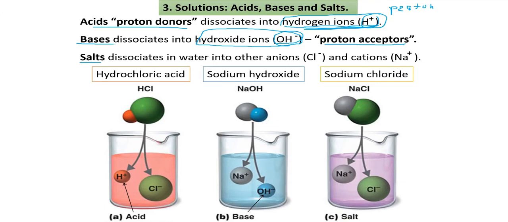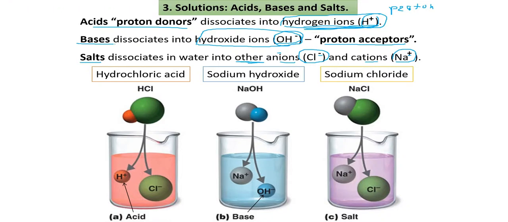So what is a salt? Salt dissociates in the water into other anions and cations. For example, it could dissociate into the anion chloride. It's a negative charge; this is why it's called an anion. Or into different cations, for example sodium, and it's called a cation because it has a positive charge. So salts dissociate into other anions and cations, but not into hydrogen ions and not into hydroxide ions.